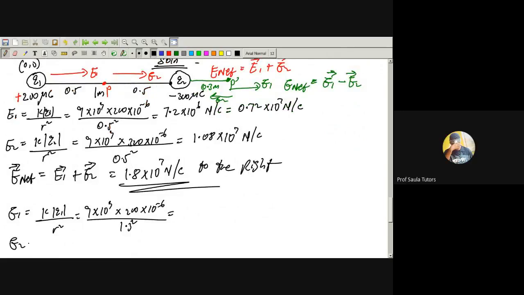So E2 is kQ2 over r squared, and that's 9 times 10 to the power 9. And what's Q2? Q2 is, remove the minus, times 10 to the power minus 6. Now, what is the distance of Q2 to point P prime? 0.3, right? Okay. What's our answer here?